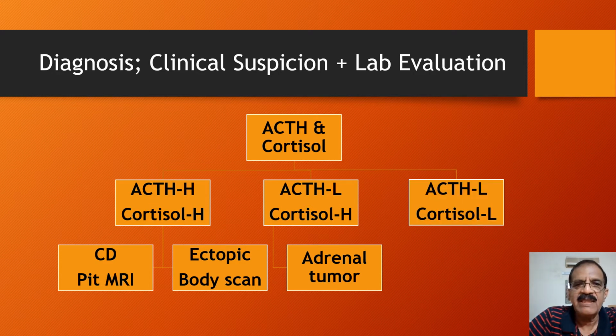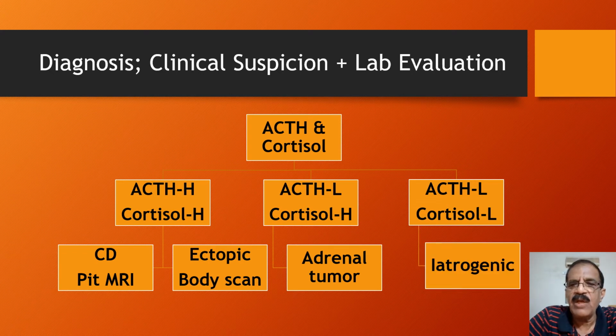And the third possibility is, in a patient with clinical suspicion of Cushing syndrome, ACTH is low and cortisol is also low. Now, this is in fact the commonest situation. What do you think? How come you have Cushing syndrome when both are low, when cortisol is low? Because cortisol is not the only corticosteroid we have. It is most likely to be iatrogenic, because iatrogenic Cushing syndrome is caused by some non-cortisol corticosteroids, either dexamethasone or prednisolone.